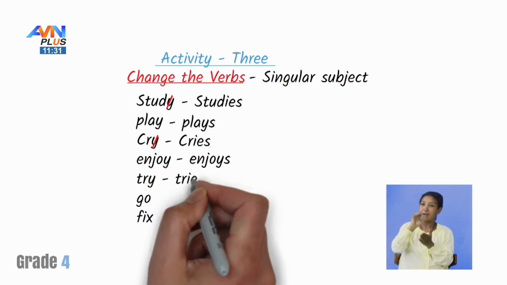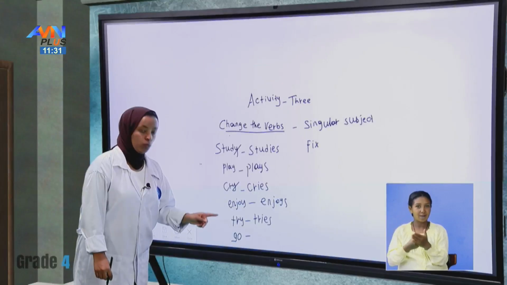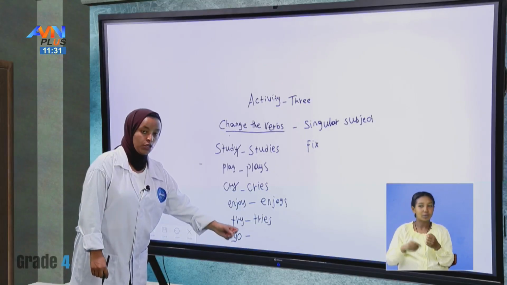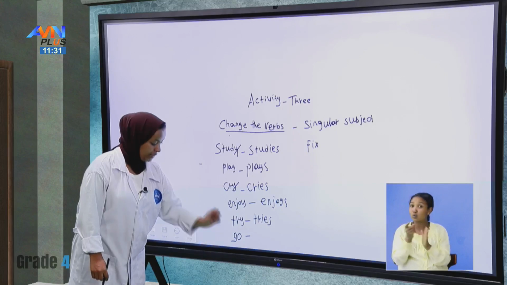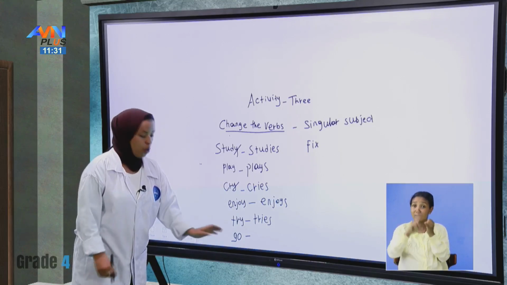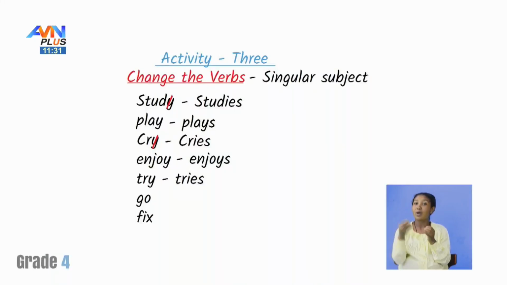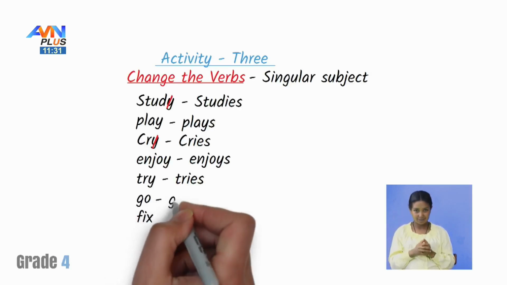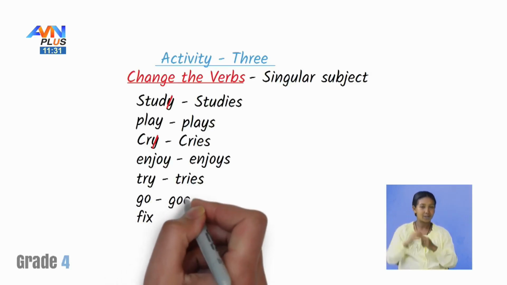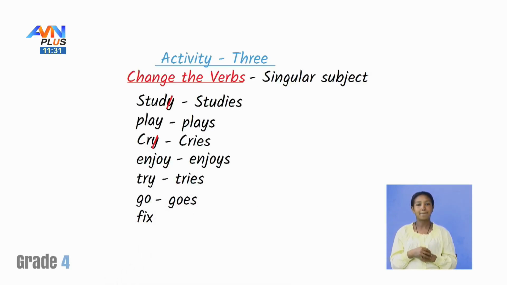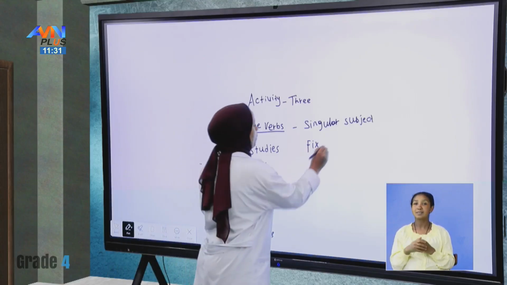Here is try, of course, ending with y, and also there is no vowel letter before y, so tries. Here is go, ending with o, so there is a rule. When the verb ends with o, we are going to add es. Goes.